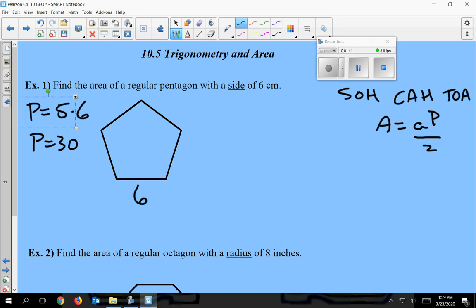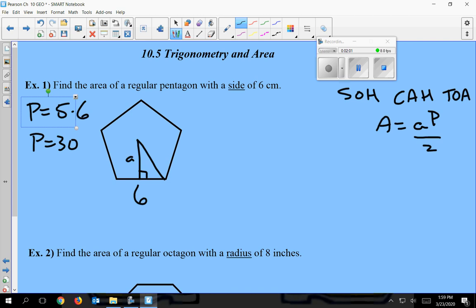But remember, this is inside of a circle, so from the center, I'm going to draw a line straight down and create a right angle perpendicular to that side. You go ahead and draw in the radius, and then it gives you the triangle that we're going to use to get what we need. I need to get the apothem, which is going to be this.